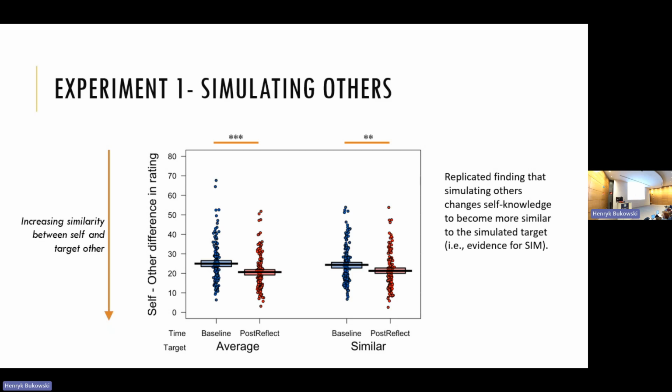Okay, so what you can see is firstly there was a hugely significant effect of time. That is, after people had reflected and simulated the other person, they rated themselves as more similar to the other person. So again, replicating this effect that when you simulate somebody else, it changes the representation that you have for yourself to feel more similar to that other person. Importantly, we found that across both the average other and the similar other, and there was no difference in the size of that simulation effect for either the average or similar other.